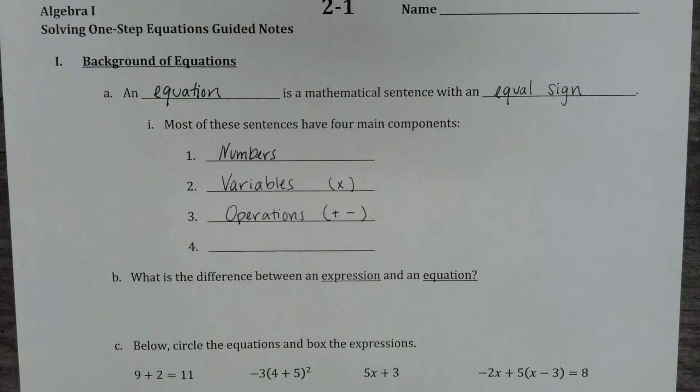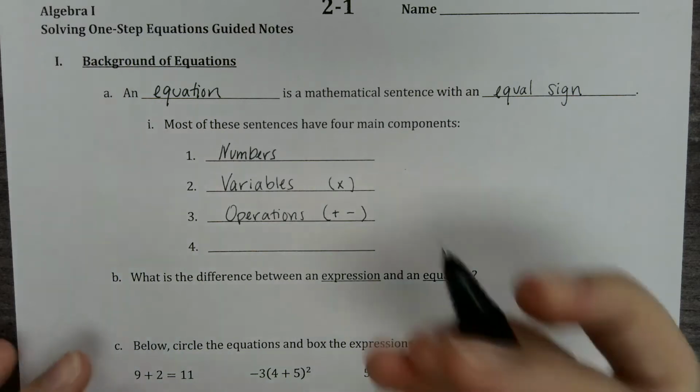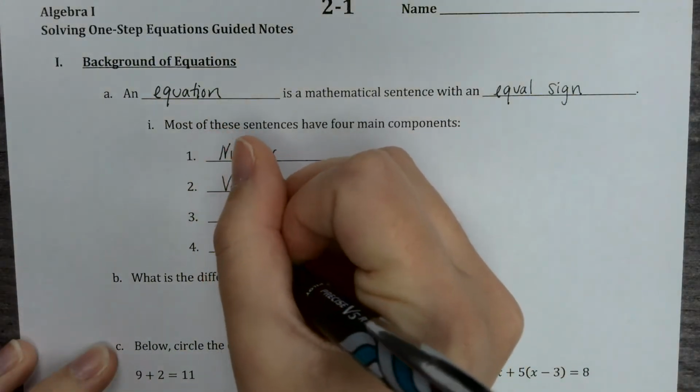So a little background on equations. Remember, an equation is a mathematical sentence with an equal sign. And most of these sentences have four different main components. One are numbers. Remember, those are like the coefficients that are in front of our variables, which brings me to my next one: variables like x or y, and operations such as plus or minus, or operators is what we call them. Remember, those are the symbols and signs, what we're doing with the values. And the very last one that's really important in an equation is that there's got to be an equal sign.